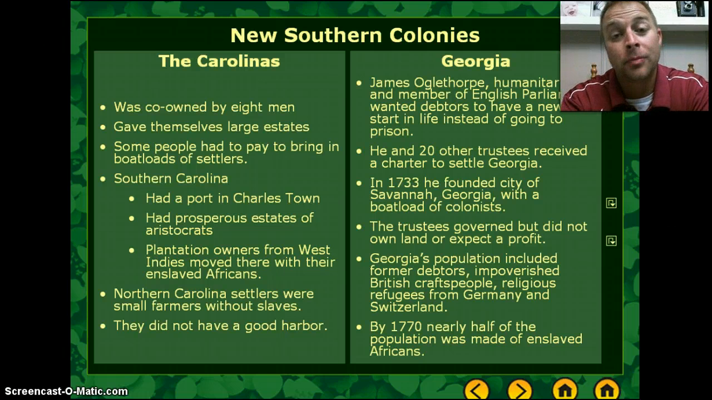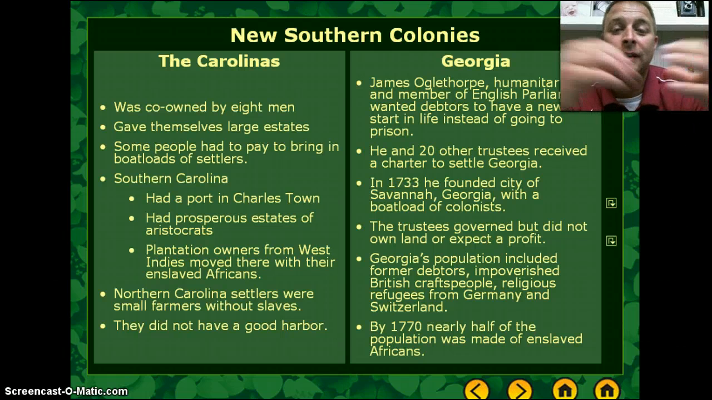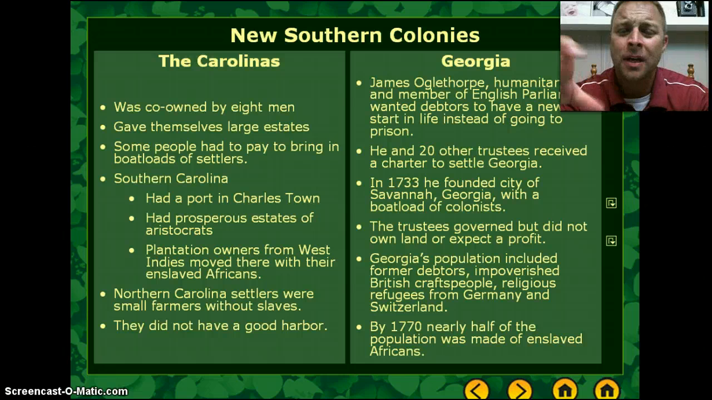Savannah is important because it's a good seaport and begins to open up trade along the Atlantic. So you have former debtors, poor people, religious refugees from Germany and Switzerland, and also an influx of enslaved Africans in the late 1700s. So Georgia becomes an incredibly diverse region.